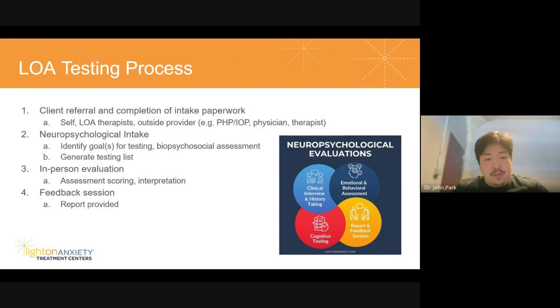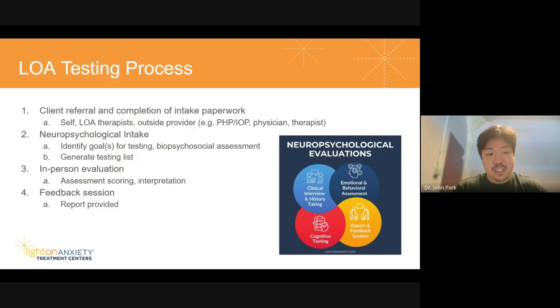Testing process itself, this is, like I said, fairly similar to the therapy intake process. So basically, the clients will complete a set of intake paperwork, and we've gotten a lot of different types of referrals. So, I would say most often it's been maybe self-referred, or an outside clinician has recommended a client to meet with us for testing.